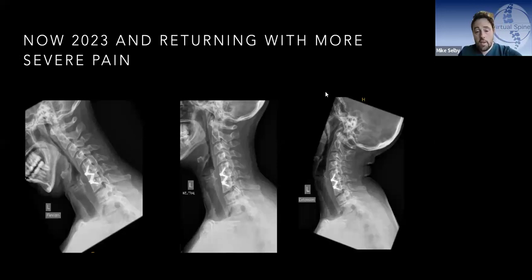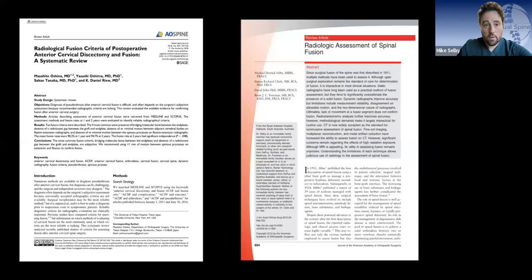So she's then come back 2023 and she's got some more pain and it's now becoming more problematic and limiting her activities and her general function as well. And it's a combination of neck and arm pain and also getting some headaches. And so these are her flexion and extension views. Now, these were read as stable by radiology.